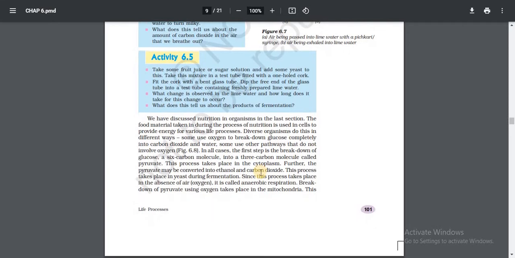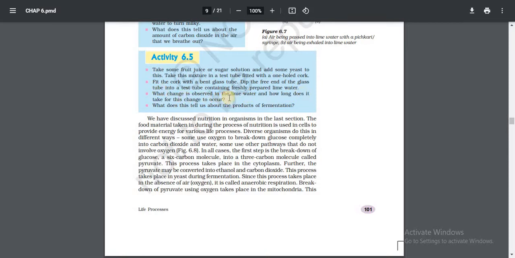Activity 6.5. Take some fruit juice or sugar solution and add some yeast to this. Take this mixture in a test tube fitted with a cork. Fit the cork with a bent glass tube. Dip the free end of the glass tube into a test tube containing freshly prepared lime water.